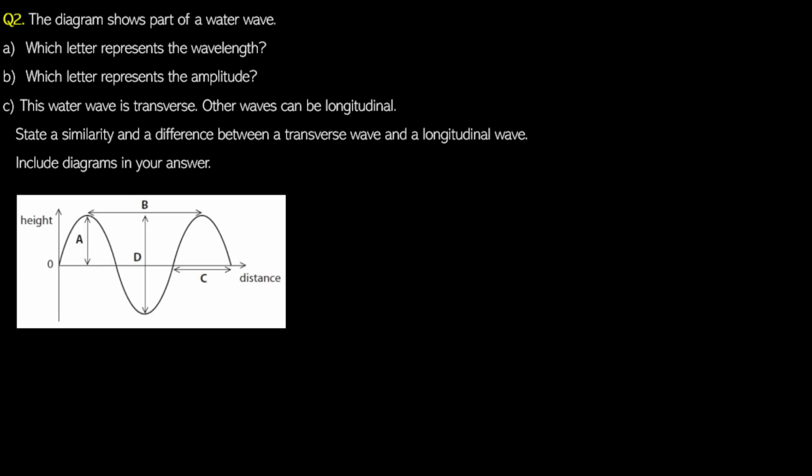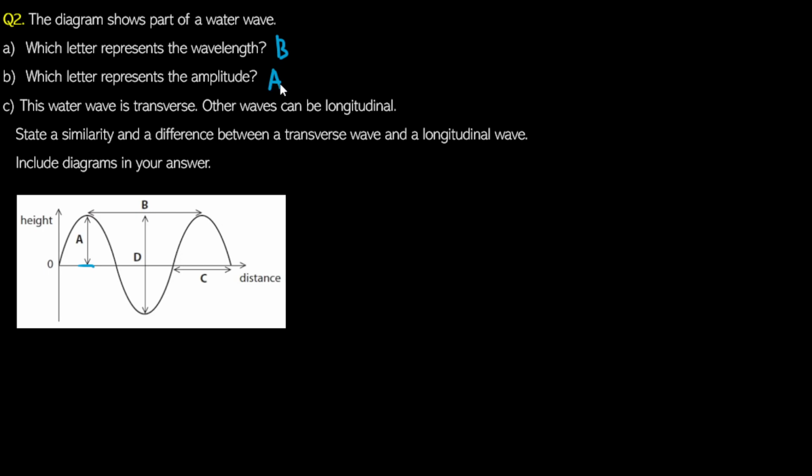Now question 2. The diagram shows you part of a water wave. Which letter represents the wavelength? It's fairly simple. The letter B represents your wavelength. Which letter represents the amplitude? The amplitude is the maximum distance from your resting position, so it is A.